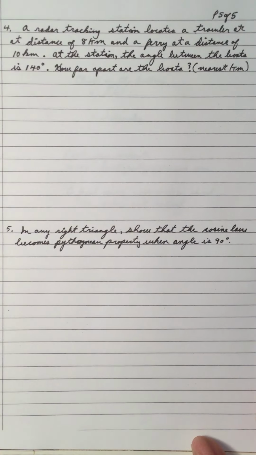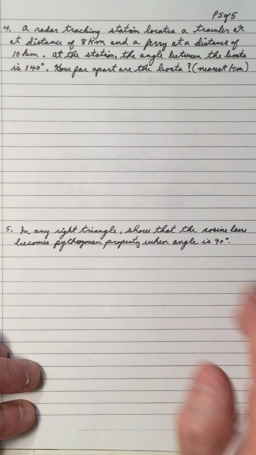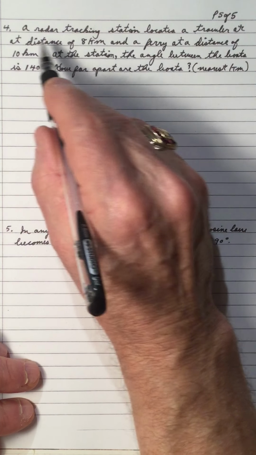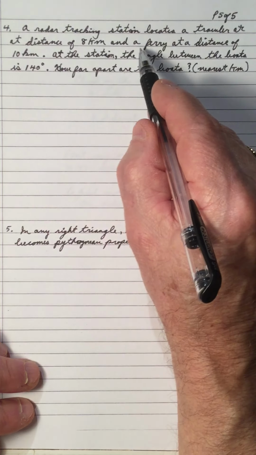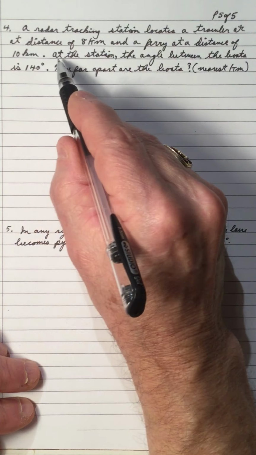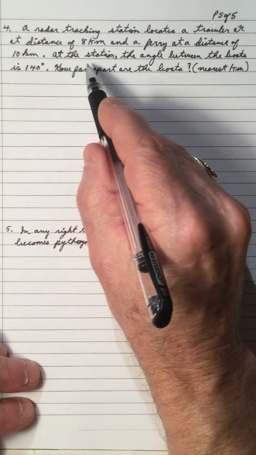And the last sheet, a couple more problems. A radar tracking station locates a trawler at a distance of 8 kilometers and a ferry at a distance of 10 kilometers. At the station, the angle between the boats is 140 degrees. How far apart are the boats?